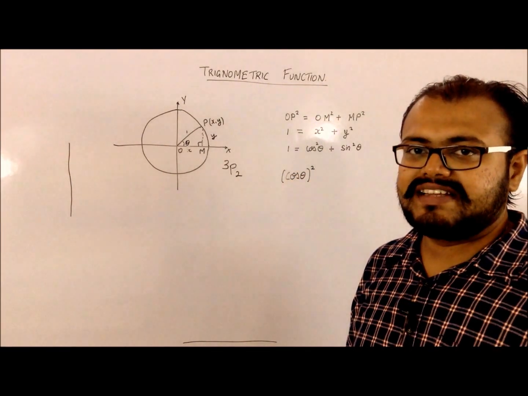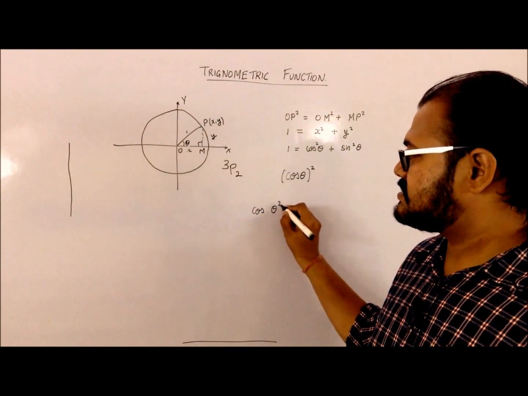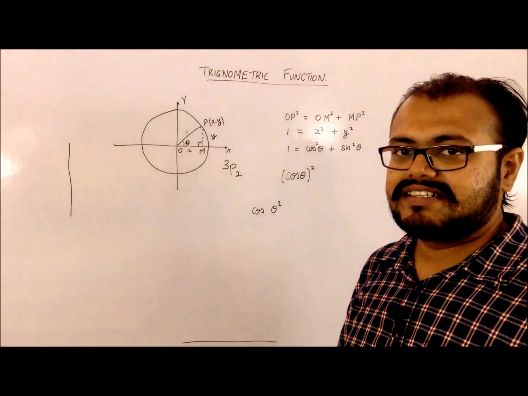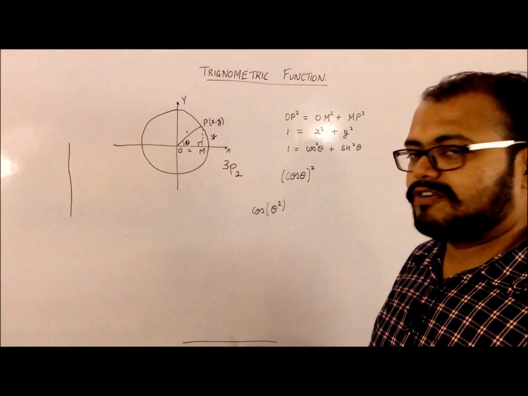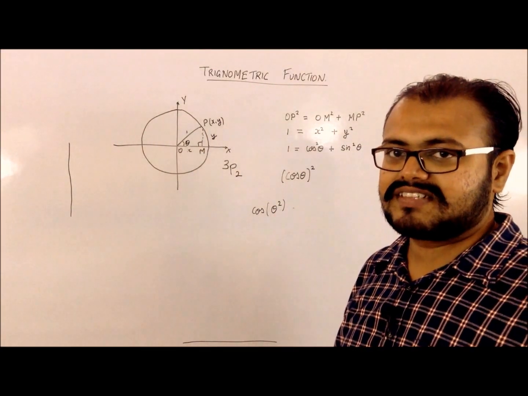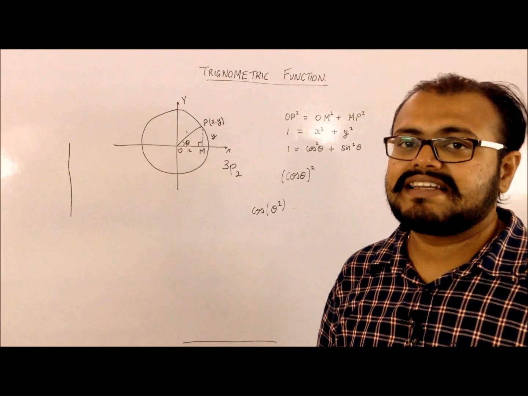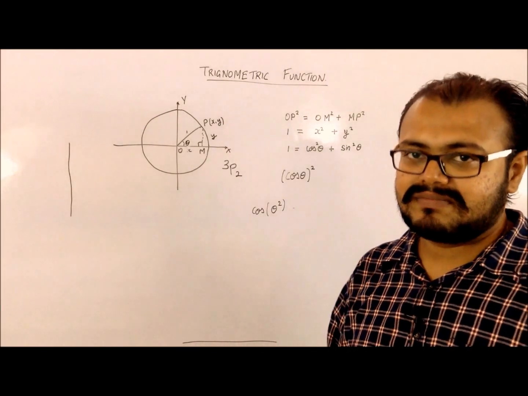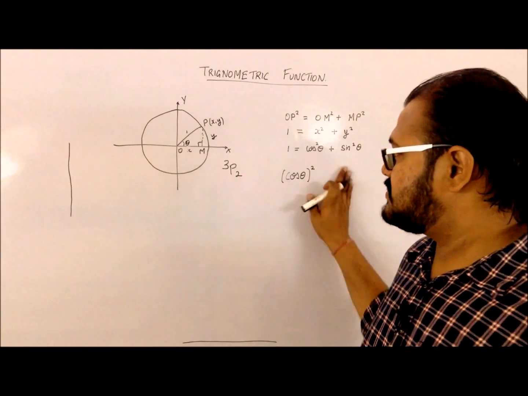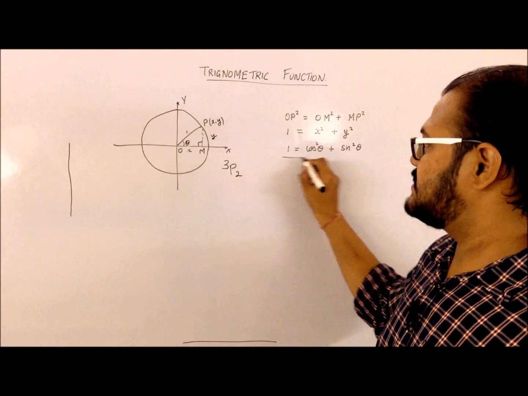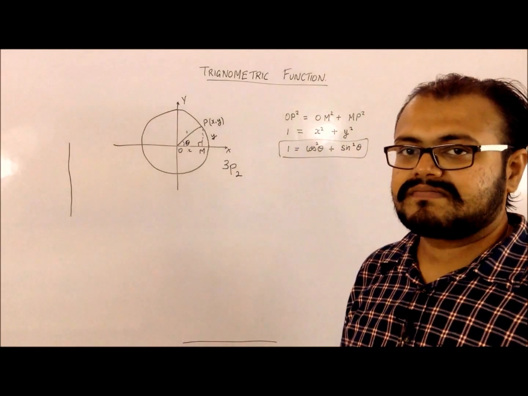Many of the people feel that cos square theta is basically cos of theta square. This is totally a different thing. In that case, I am first finding the answer for theta square, that is I am first squaring the angle inside the trigonometric function, and then I am finding the cos or the required trigonometric function. So these two are totally different things. So this is my first identity, that is cos square theta plus sine square theta is 1.